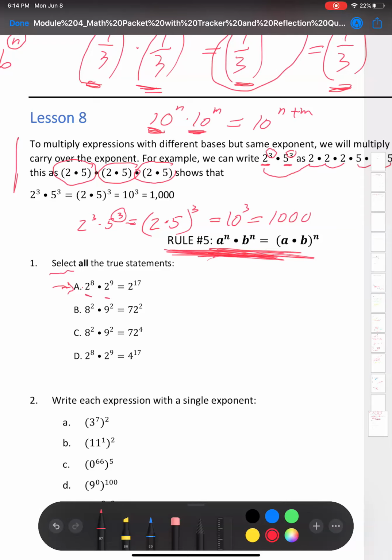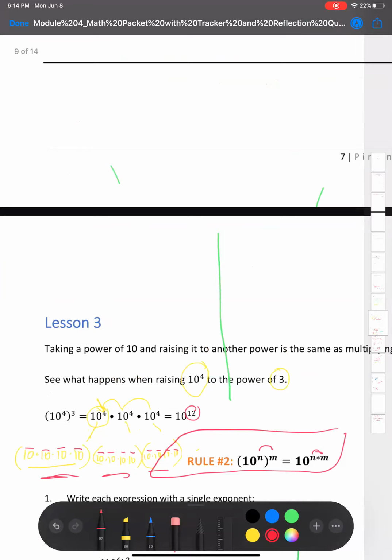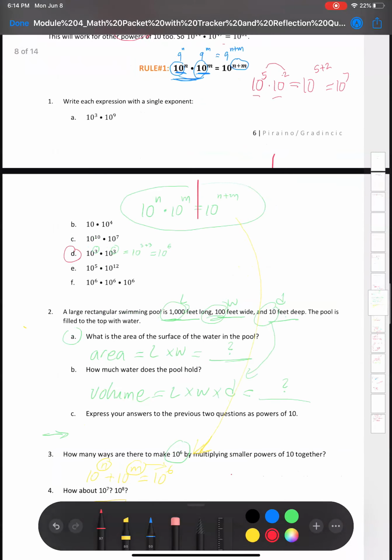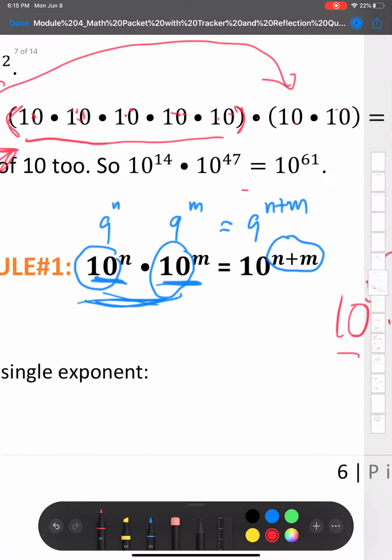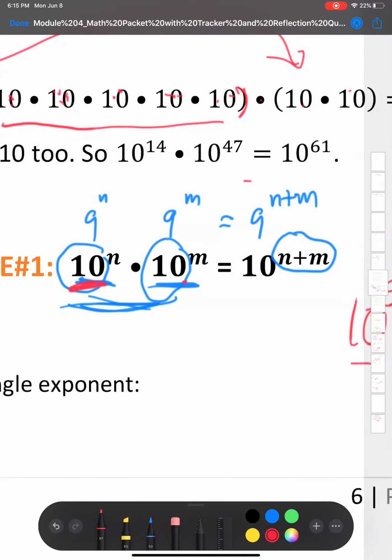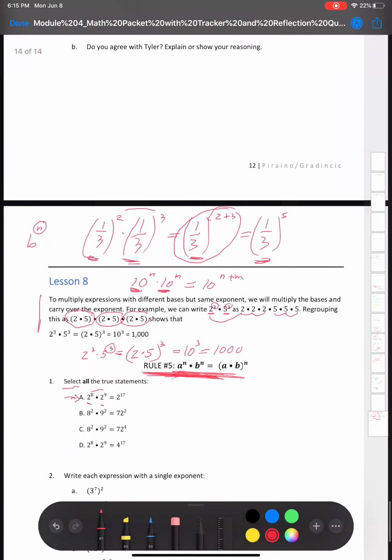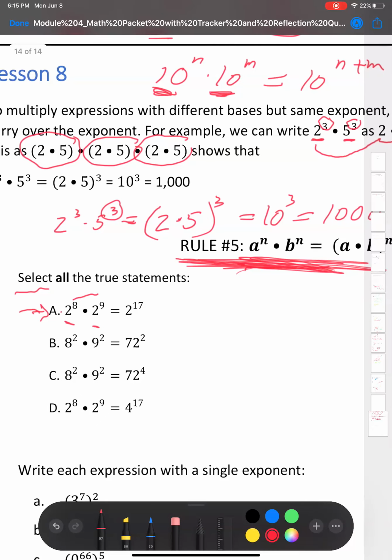So what do we do when we have two numbers with the same base? We're going to add the exponents. And you can see that from up here somewhere. Hold on, let me find it for you. Okay, right here. When you have two numbers with the same base, you're going to add the exponents. If we're adding the exponents, 8 plus 9, is that 17? That would be correct, right? So this is a true statement right here. I'll put a check mark on it.